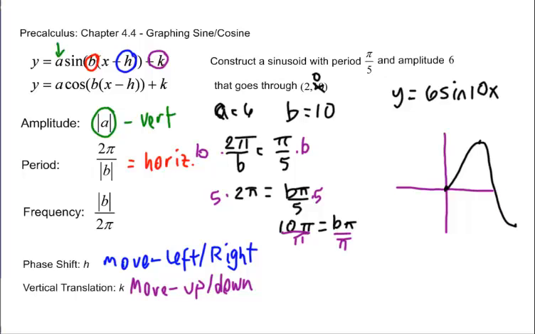So what's happening here? I don't want to start at 0, 0. I want to start over here at 2. So in order to start at the point 2, 0, which way do I have to move? The answer is I've got to move to the right 2 units. Now if I move to the right 2 units, I've got to make a change inside where my x is. So this becomes y equals 6 times the sine of 10, and then I'm moving my graph 2 units to the right.